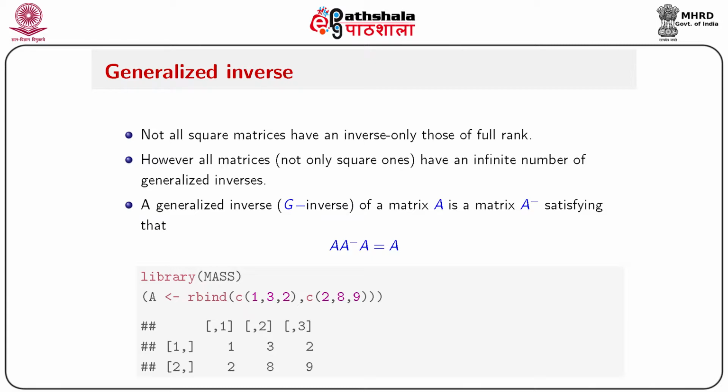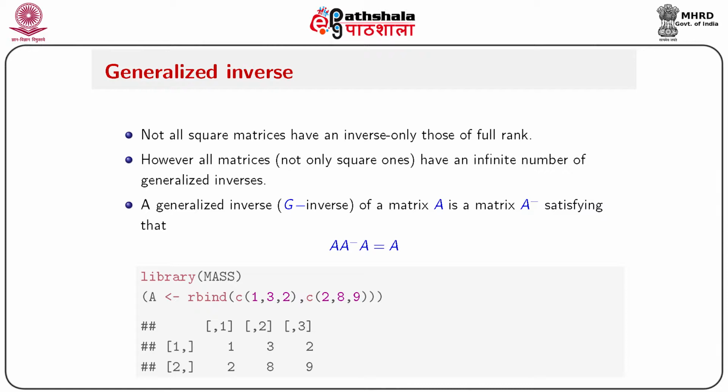A generalized inverse of a matrix A is a matrix A G inverse satisfying this property, that is A into A G inverse into A should be A. That is the concept. If A G inverse is a G inverse of A, then A G inverse into A should give you A.